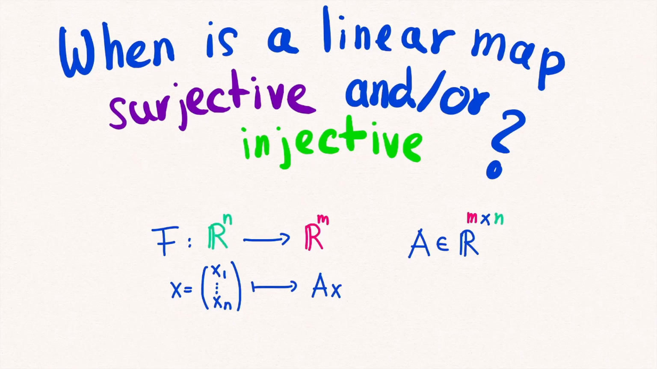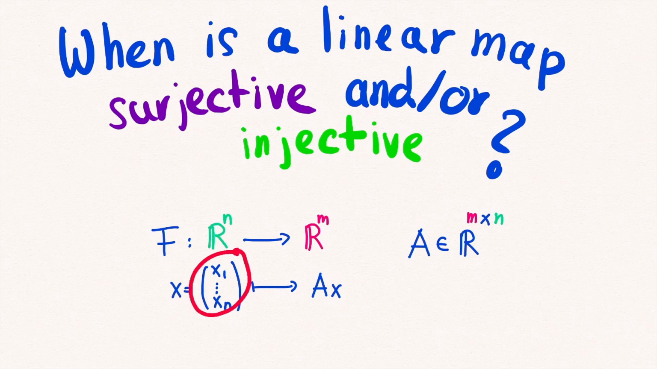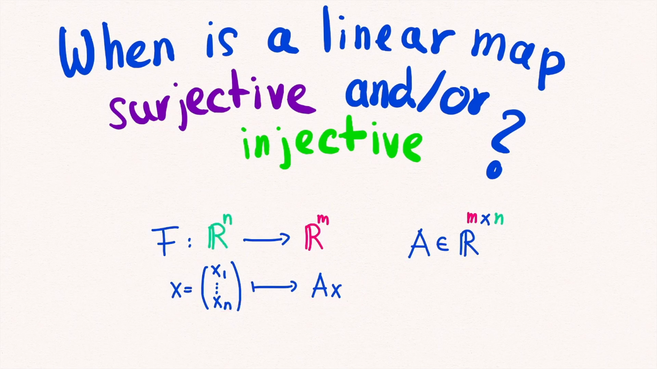Hey students, in this video I want to explain how we decide when a linear map is surjective and/or injective. A linear map in this case is a function from Rn to Rm which sends a vector x1 up to xn to multiplying with the matrix A. So in this case A is an m by n matrix, and I will assume that we already know what the matrix A is. In other notation we say that A is a matrix of F, but in the following I will always just use A for the name of the matrix.